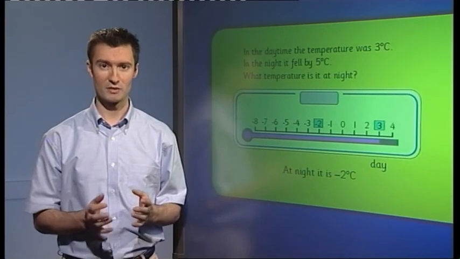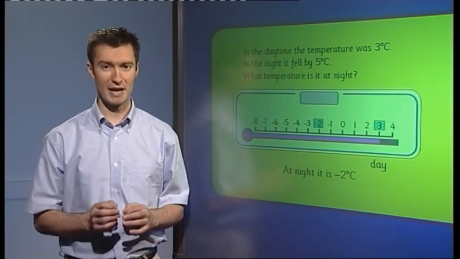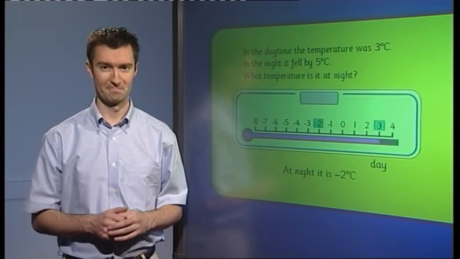Well, we've done a lot of work with negative numbers. And now it's time for you to show how much you've learnt by having a go at the exercises. See you next time.